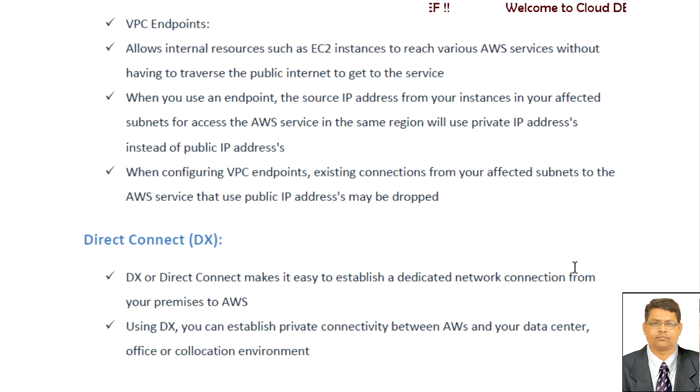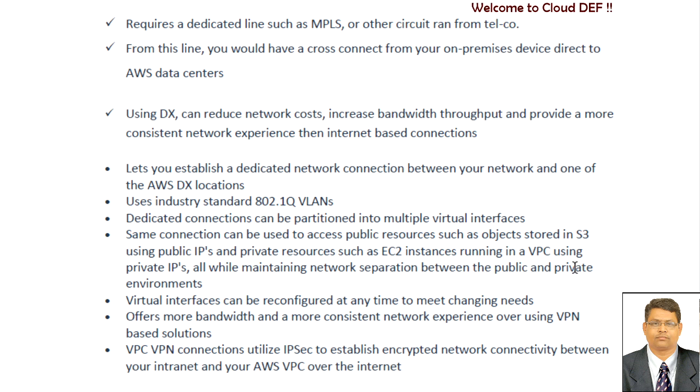Direct Connect, DX. DX or Direct Connect makes it easy to establish a dedicated network connection from your premises to AWS. Using DX, you can establish private connectivity between AWS and your data center, office, or colocation environment. It requires a dedicated line such as MPLS, or another circuit run from a telco. From this line, you would have a cross-connect from your on-premises device direct to AWS data centers. Using DX can reduce network costs, increase bandwidth throughput and provide a more consistent network experience than internet-based connections. It lets you establish a dedicated network connection between your network and one of the AWS DX locations. It uses industry standard 802.1Q VLANs. Dedicated connections can be partitioned into multiple virtual interfaces.